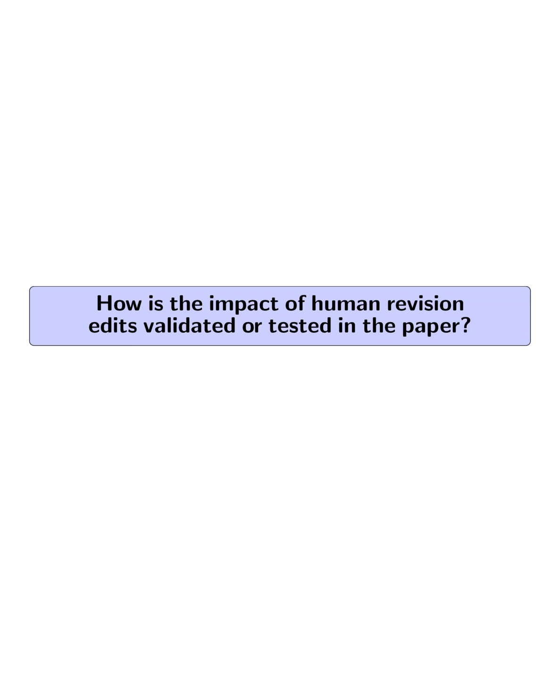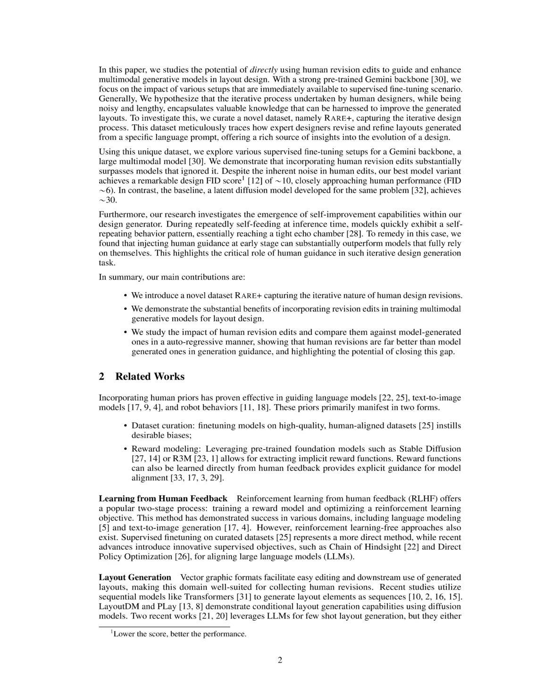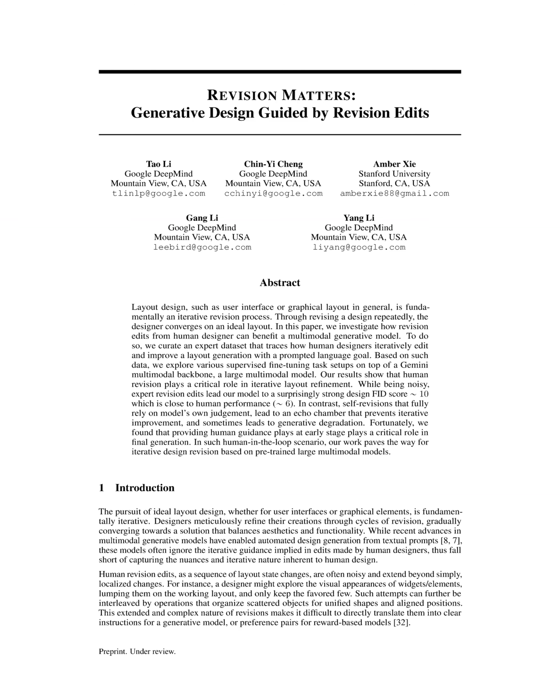How is the impact of human revision edits validated or tested in the paper? The impact of human revision edits is validated or tested in the paper through a series of experiments and analyses. Firstly, the paper introduces a novel dataset called RARE+ that captures the iterative design process through human revision edits. This dataset is used to train and evaluate various model setups, including direct, hop, single revision, and multi-revision models.